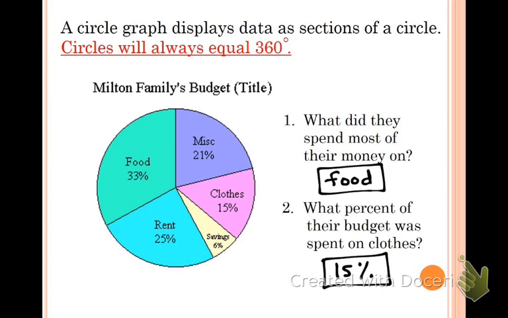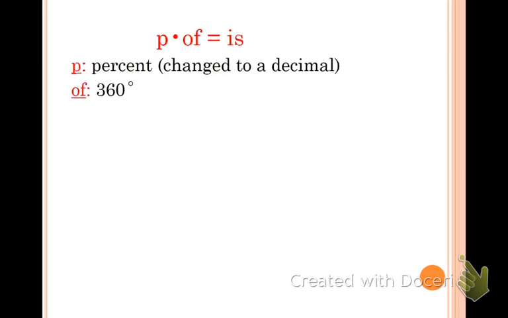So when you look at a circle graph, it's a pretty easy way to get some information that you can write down, okay? This is a formula. We started talking about this yesterday. P times of equals is. For this, we're going to be able to use it also while we're talking about circle graphs, okay? P is always going to be the percent, but you must change it to a decimal. And of, you're never going to have to guess what the of is. The total of a circle graph every single time will always be 360 degrees.